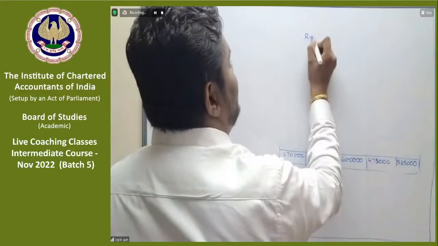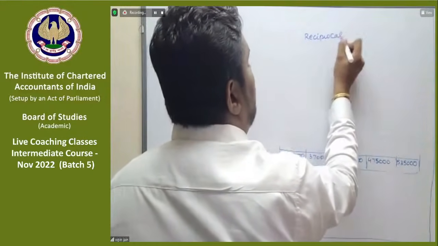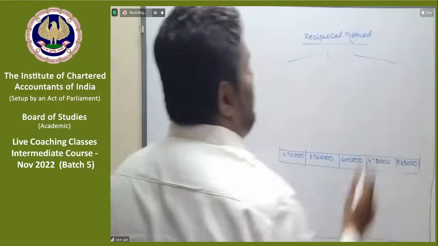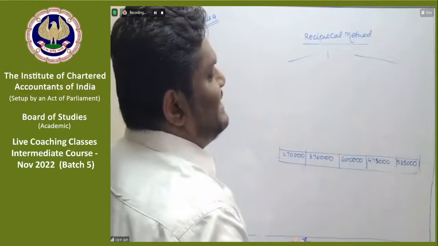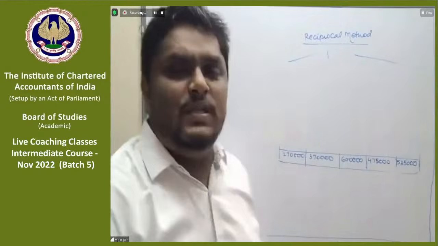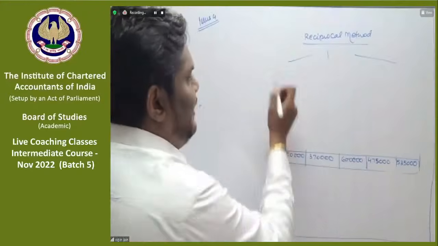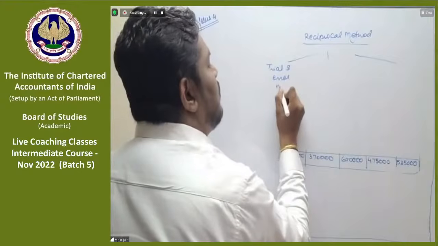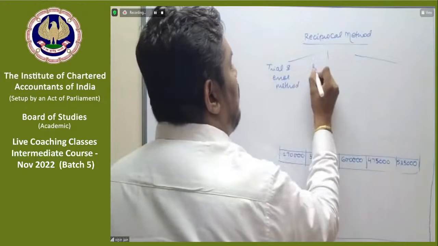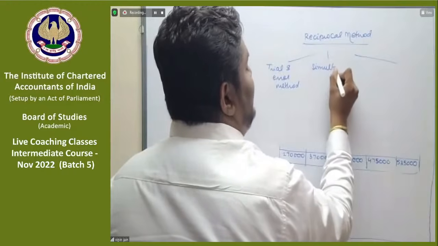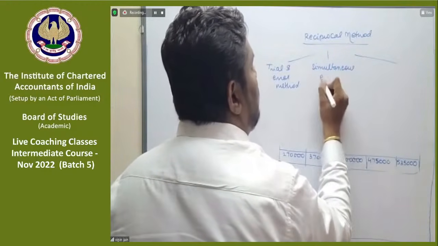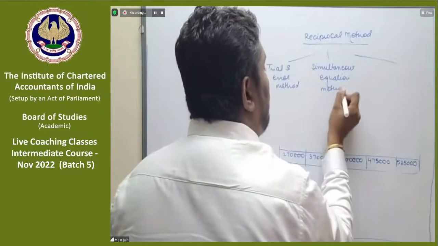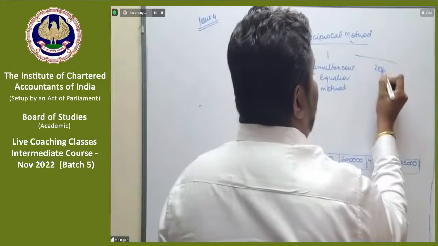Guys, as discussed, now we are starting with the reciprocal method, wherein the overheads of the service department can be redistributed in the following 3 ways: trial and error method, simultaneous equation method, and repetitive distribution method.